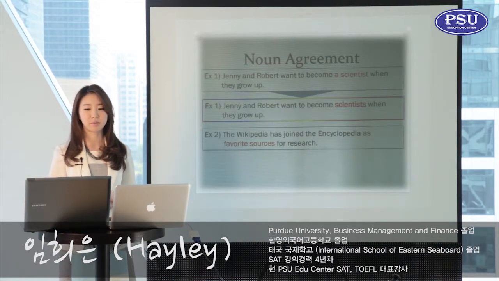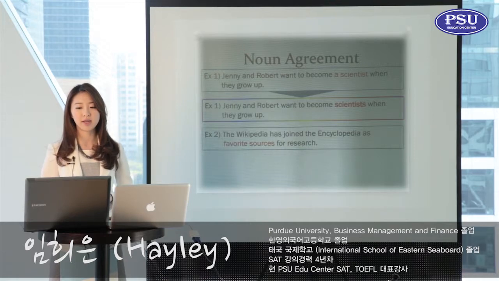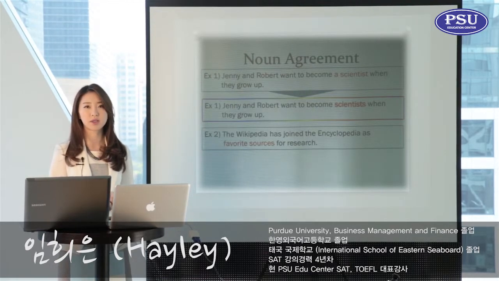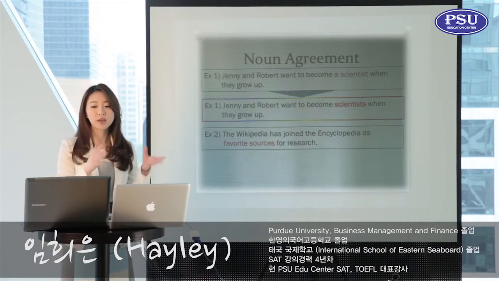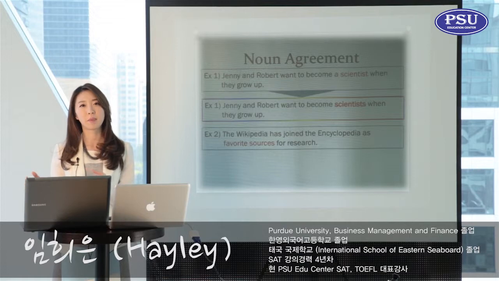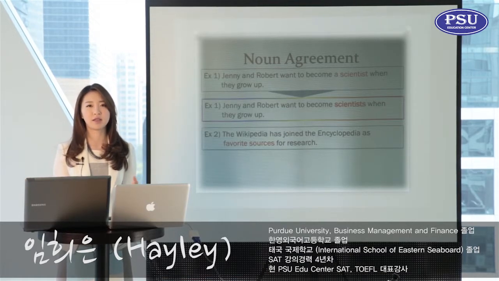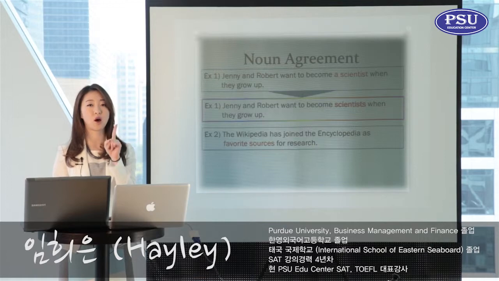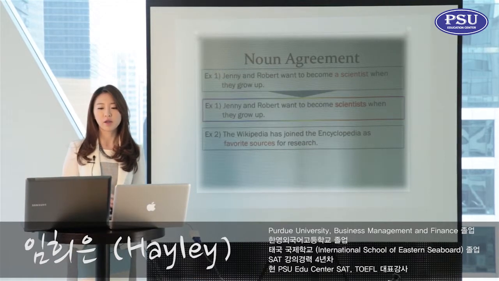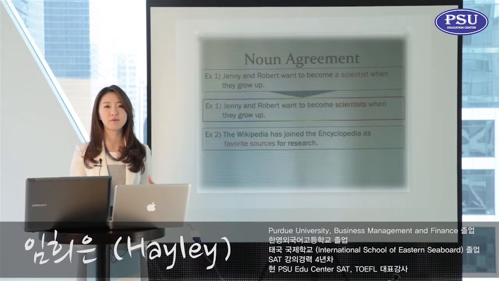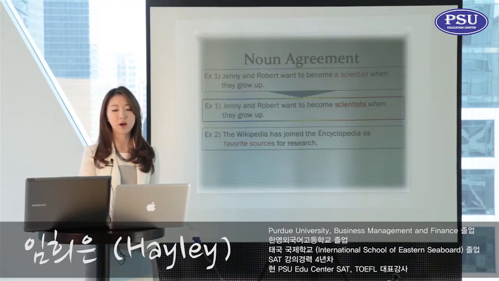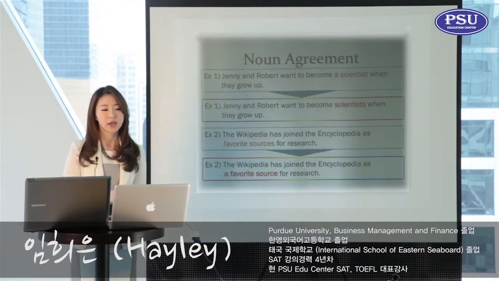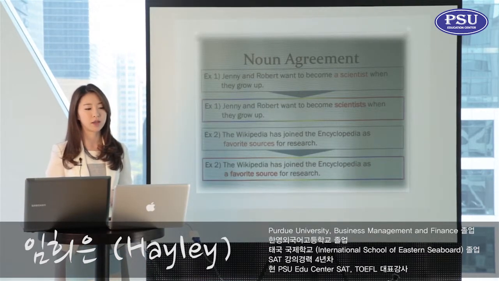Now we go on to the second example. The Wikipedia has joined the encyclopedia as favorite sources for research. Now, what is the main subject here? We're talking about how Wikipedia joined encyclopedia. In this form, Wikipedia is the main subject. So we're talking about just one source. But in here, the Wikipedia has joined the encyclopedia as favorite sources for research. Now this already turned into a plural form, and we want to keep that singular. So it should be, the Wikipedia has joined encyclopedia as a favorite source for research. Okay?